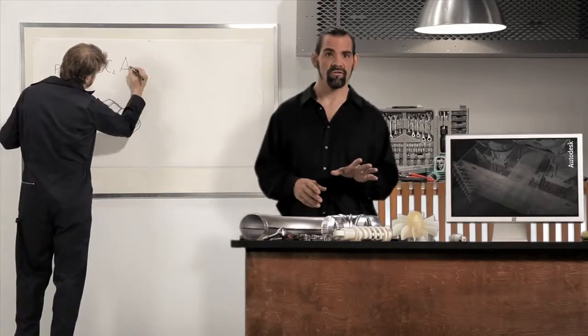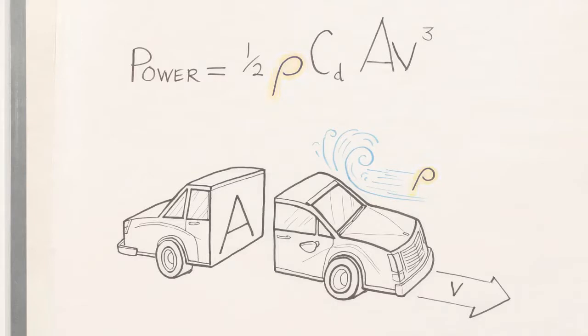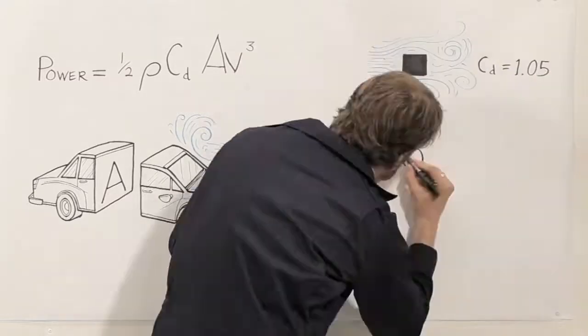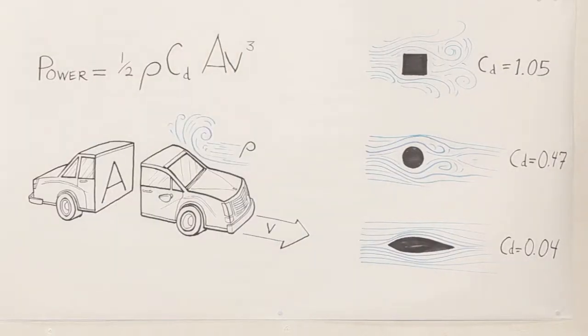The power required to move the air molecules out of the way depends on the density of the air, the car's cross-sectional area, and the cube of its velocity. It also depends on the drag coefficient, which is a way of quantifying aerodynamics. If the car has a more streamlined shape or less surface friction, it'll disturb less air.